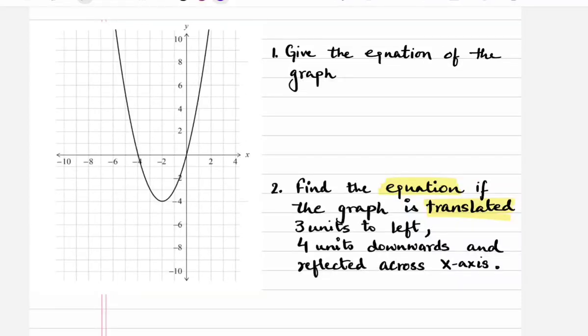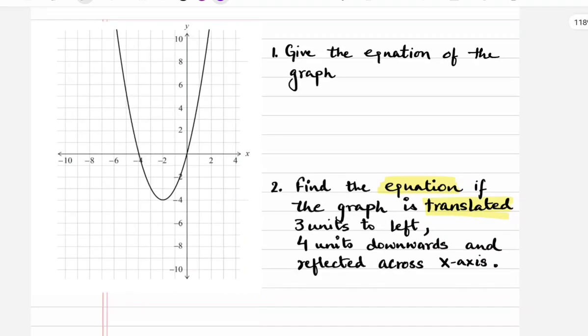Hi guys, so let's solve this question. It says give the equation of the graph. So a graph is given to us and we have to find the equation of this graph. And then in the next part, we have to translate the graph, move it around and find the new equation, right? So first, to find the equation, we find the roots or we can find the vertices.